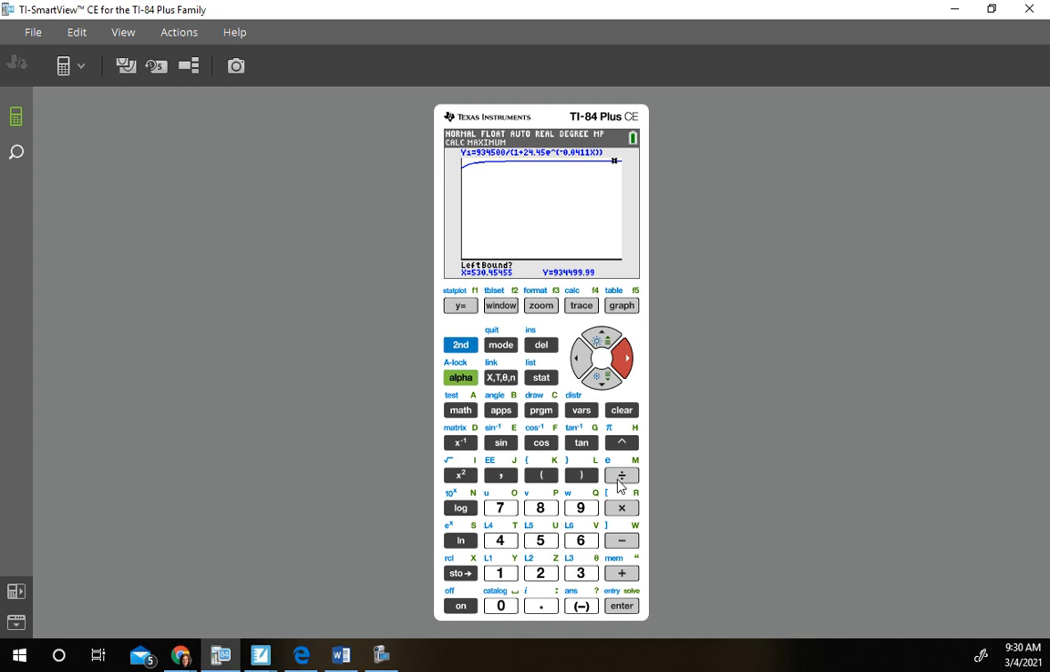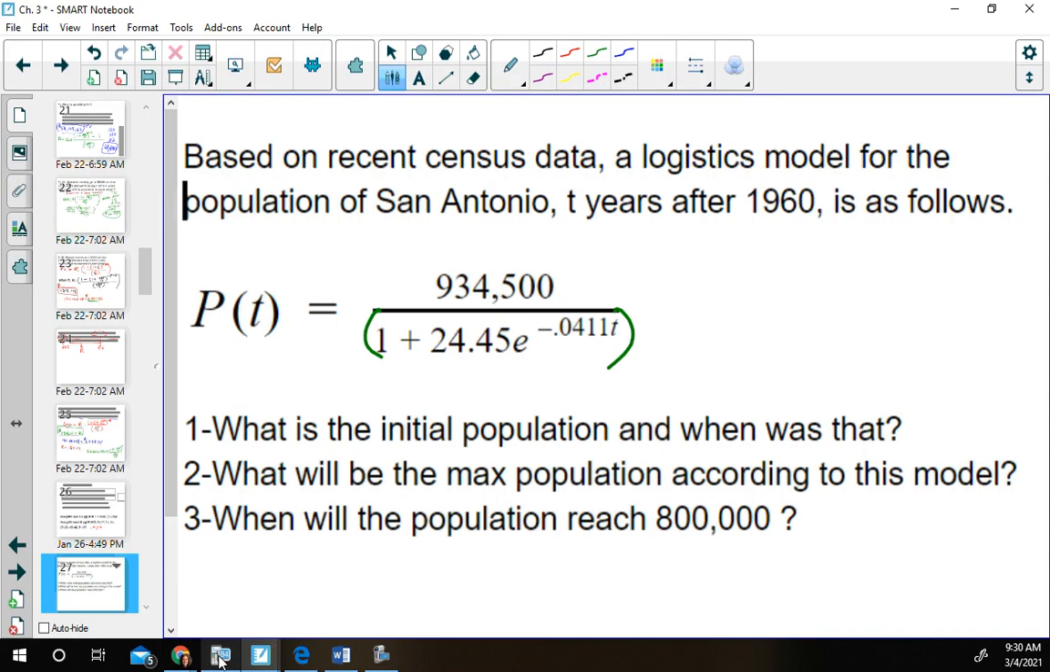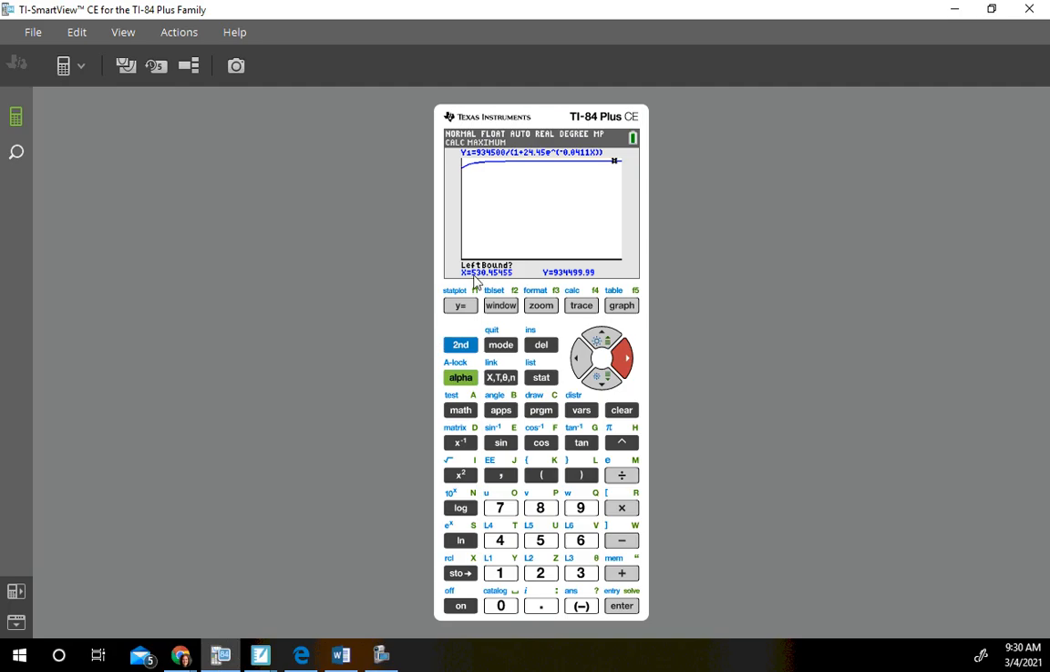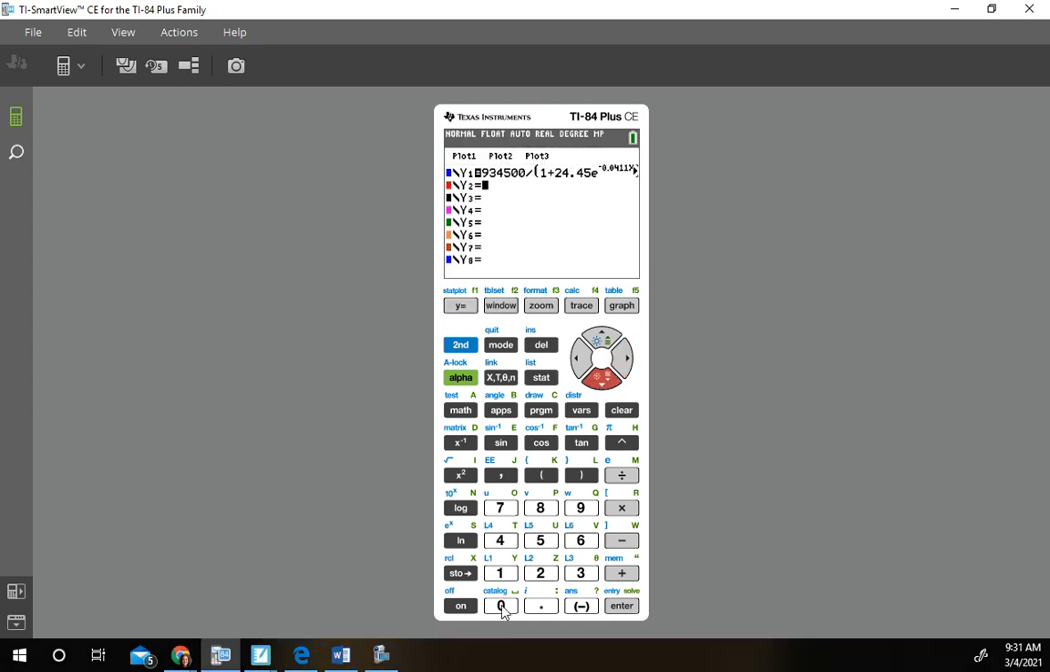So notice all I did was trace till I kind of saw it not going any higher, and that's where my max ended up being. So then my last question here, it says, when will the population reach 800,000? Okay, so I am going to put my 800,000 in here and then do my intersection.